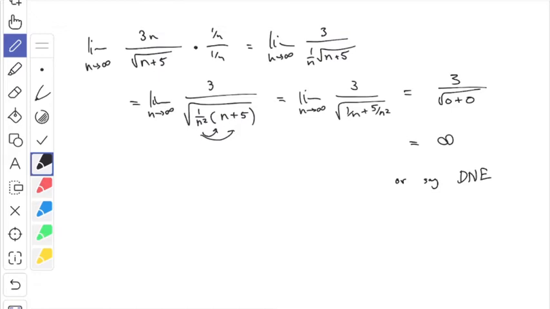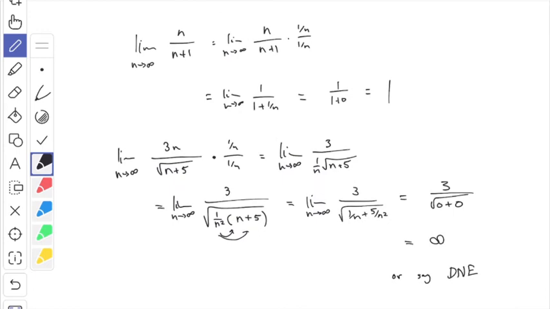Actually, both of these examples that we did here, you could also do using L'Hopital's rule. The first one is pretty easy to do using L'Hopital's rule. The second one is kind of a pain because in the denominator you have that square root thing. But L'Hopital's rule would work for both of these also.